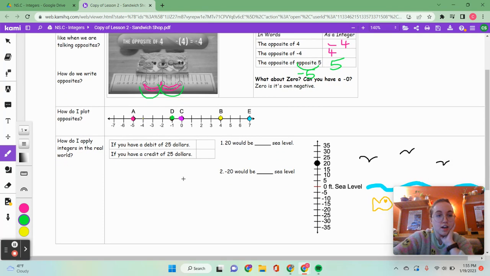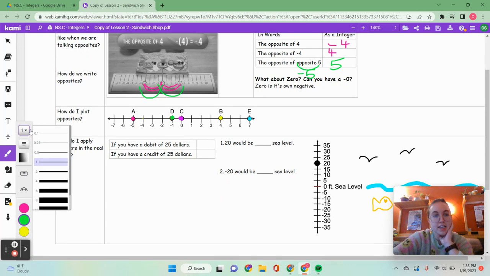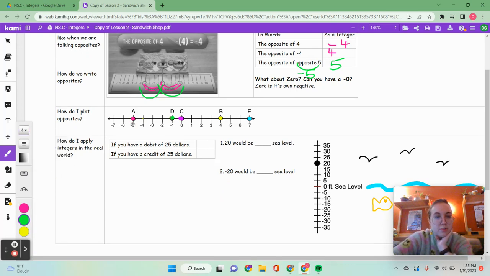If I want to plot opposites, I'm going to use some fancy little colors here. So if I want to plot the opposite of negative 5, well, we just saw that the opposite of negative 5 was positive 5. So I can plot that one right here on the opposite side. Oh, I want that in pink, though. This one needs to be in pink. If I want the opposite of negative 1, this one is in green. Well, on the opposite side of 0, that's a positive 1. It's 1 to the right.